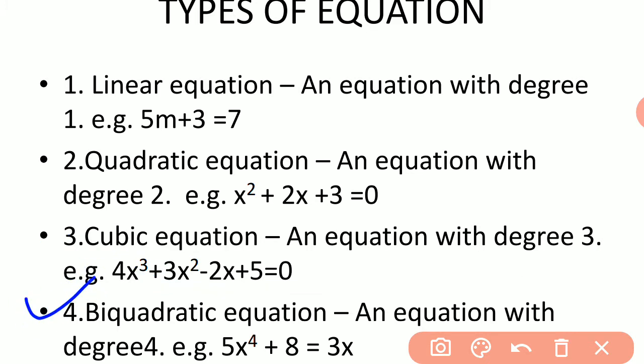And fourth is biquadratic equation. When degree equal to 4, then the equation is known as biquadratic. For example, 5x to the power 4 plus 8 equal to 3x. Here degree equal to 4, highest power of variable is 4. So this equation is known as biquadratic equation.